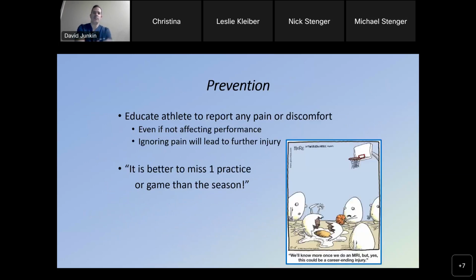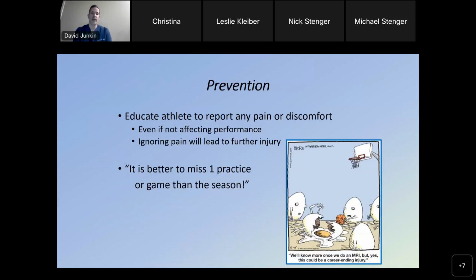Again, prevention: you want to educate the young athlete to train not only specific body parts, but to be responsive to any abnormality they may feel, any discomfort that they may experience. For the coaches and parents out there, you've got to keep an eye on some of these young athletes because they can hide injuries because they don't want to miss a game.